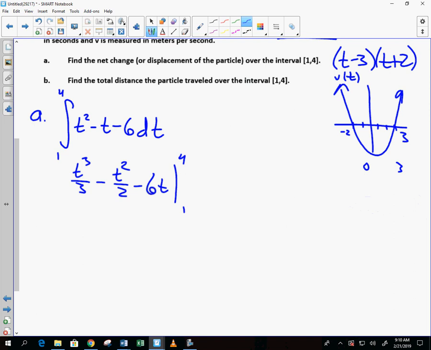So, looks like here if I plug in 4, I get 64 over 3 minus 8 minus 24. Now what do I do? I plug in 1. So if I plug in 1, I get a third minus a half minus 6. Very good.